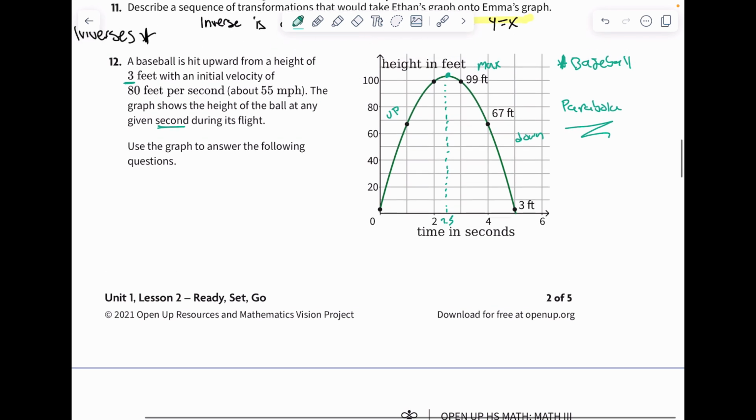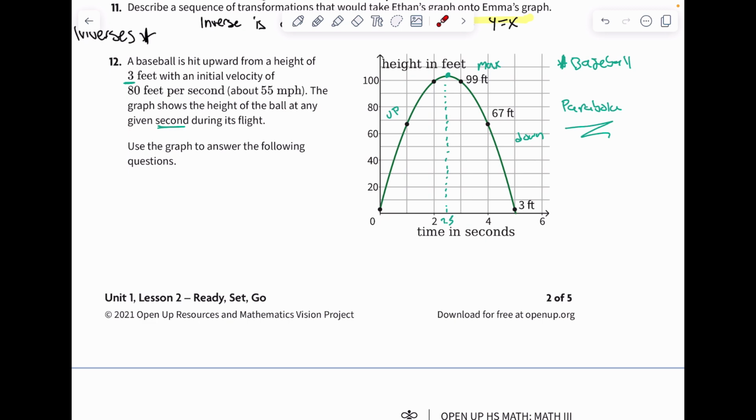So it's gonna go up. So we are up, up, up, up, up. We reach the top, and then we're gonna come down, down, down, down, down to the ground, right? So essentially, this happens at about 5 seconds, I would say.